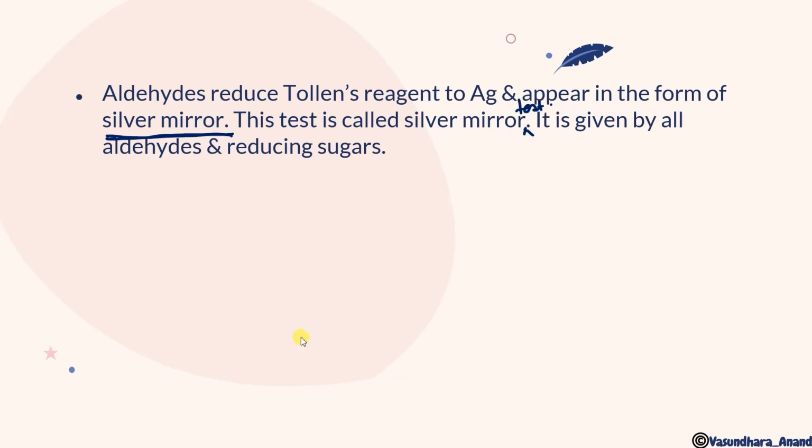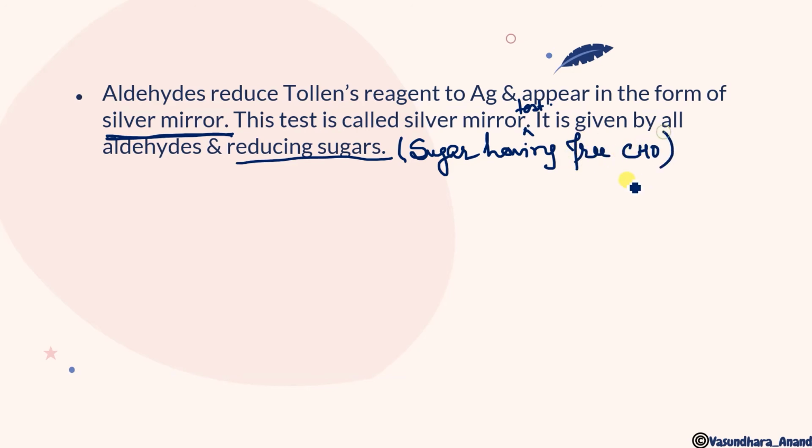It is given by all aldehydes and reducing sugars. Reducing sugar कहने का मतलब the sugar which is having a free CHO group. Sugars having a free CHO group. Free CHO group का मतलब it should not be bonded, like you have done in biomolecules. CHO group, although there was a CHO group, but it was bonded in the form of pyranose and furanose. So that's why they were not able to reduce the Tollens reagent.